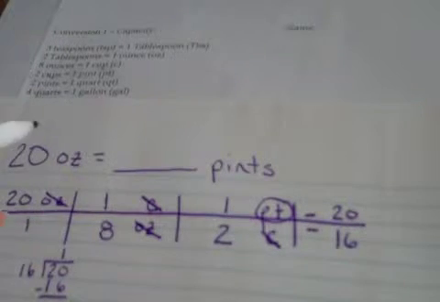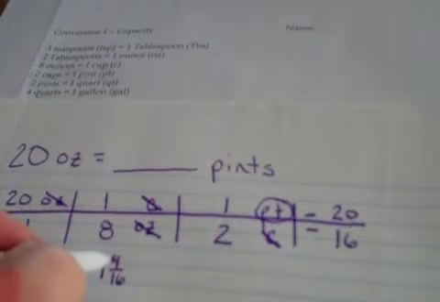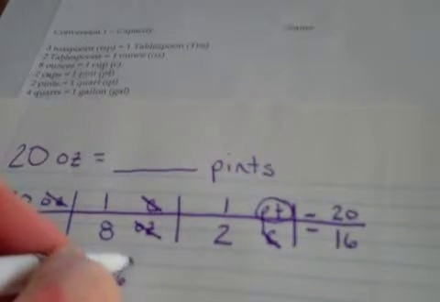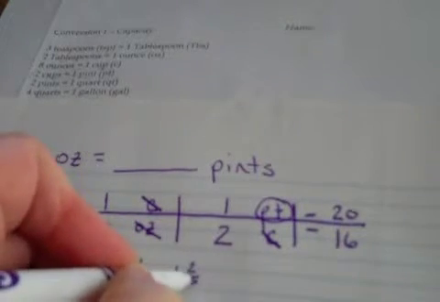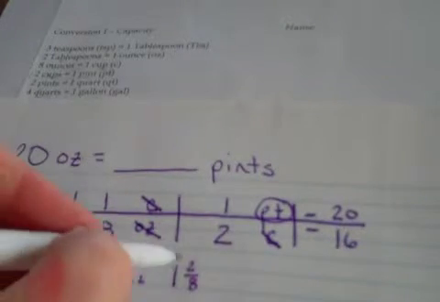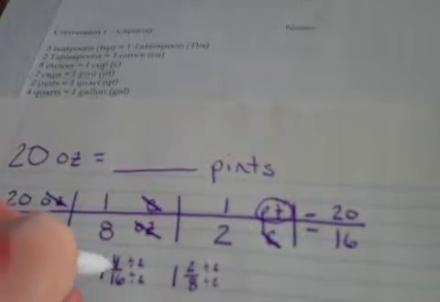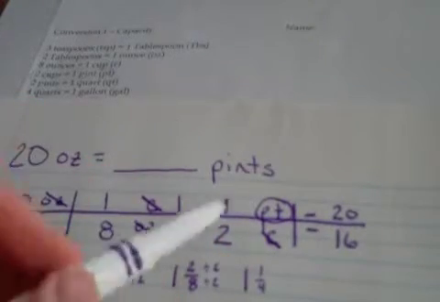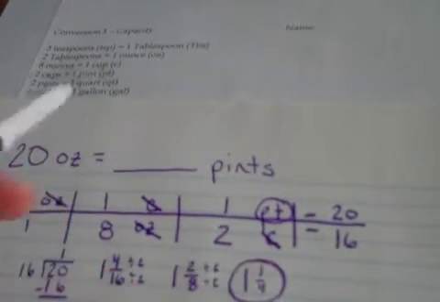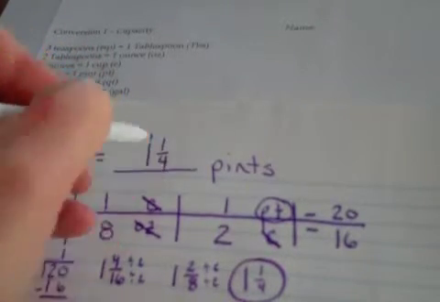Right now what that tells me is I have 1 and 4/16. But 4 and 16 are even. I know they'll definitely divide by 2. So I can get 1 and 2/8. But 2 and 8 also divide by 2. Apparently I could have divided by 4 back here. This becomes 1 and 1/4. So as a simplified answer, I now know that 20 ounces is the same as 1 and 1/4 pints.